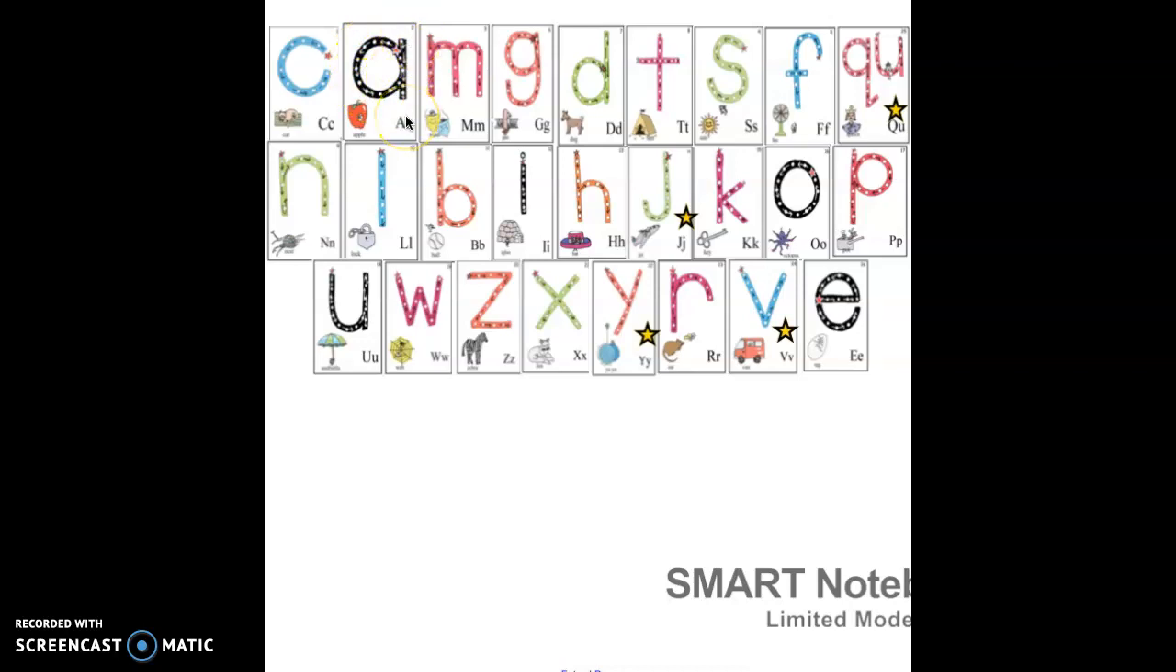A, apple, a. Open syllable, a. M, mask, m. G, gate, g. D, dog, d. T, tent, t. S, sun, s. F, fan, f. Q, queen, qu. No English word ends in Q. It is always followed by a U.